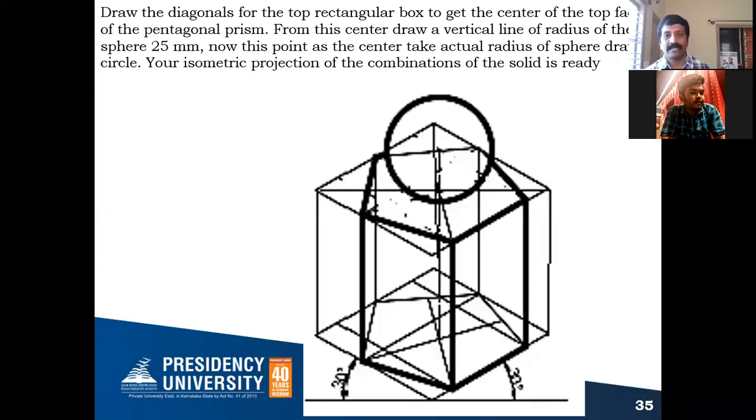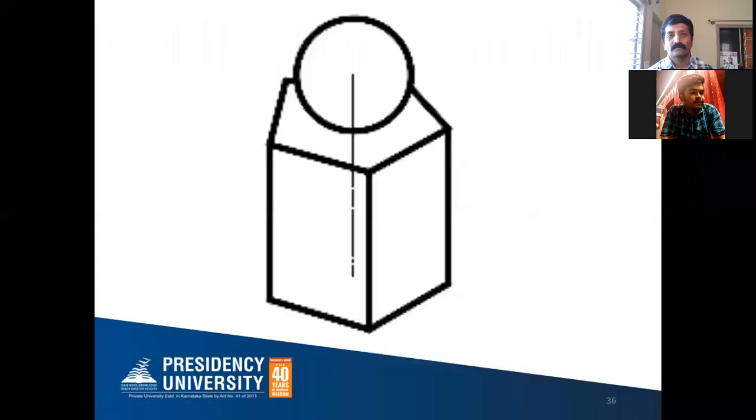At the end you have to remove all the knotted lines, construction lines as well as the hidden edges. At the end you can see exactly it will look like this. So here all the construction lines as well as the hidden edges are removed. So this is the final isometric position of your two combination of solids wherein the pentagon prism has the sphere placed above it. Okay, so this is one.